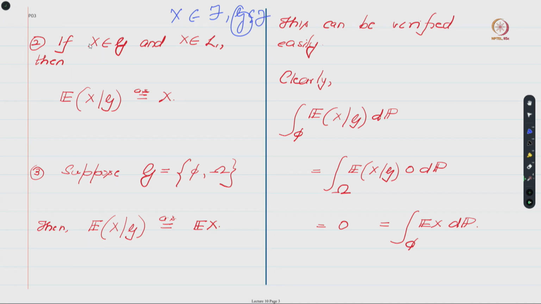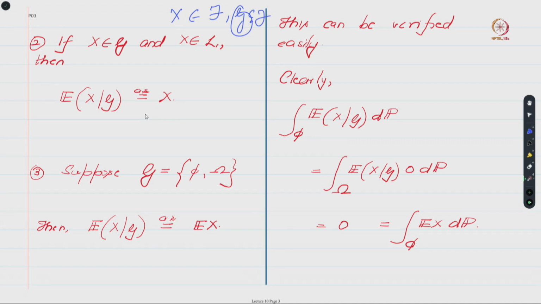Of course, since G is a subset of calligraphic F, if you are measurable with respect to G, you automatically become measurable with respect to F, but measurability with respect to F need not imply that x is also measurable with respect to G. So in that sense this is a special case. If you have measurability with respect to G, then one can very easily check that the expected value of x given G is actually x itself.